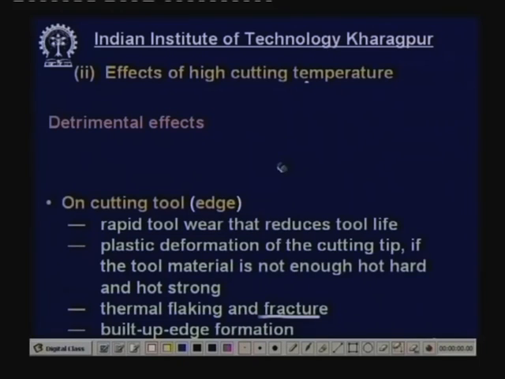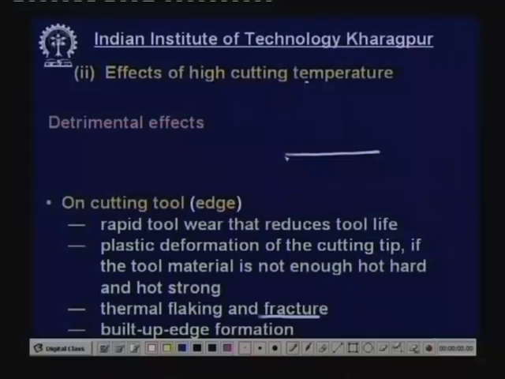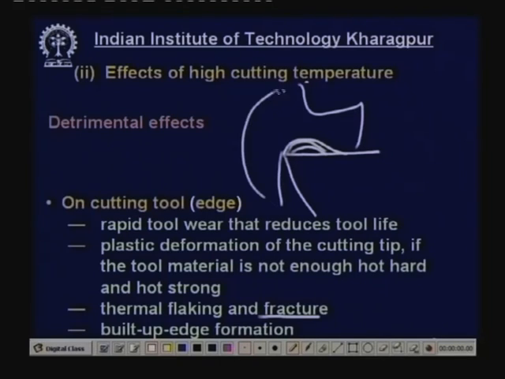And besides that, the built up edge formation. You know, at high temperature, at the chip tool interface, the built up edge develops. Because of the built up edge, the cutting force increases, power consumption increases, and there can be breakage of the tool. So, a lot of problems arise. So, these are the detrimental effects of high cutting temperature on cutting tool. Now, let us go to the next.